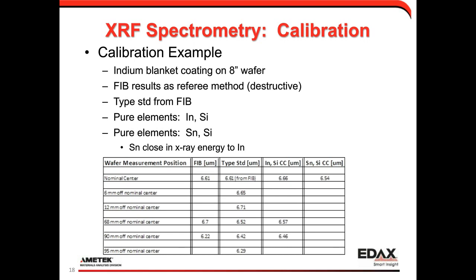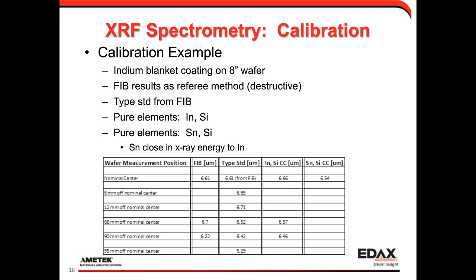And so then I choose the center portion of the wafer, and I use that as my type standard. If we go down to the table here, I've measured in the center, and then I've measured certain distances off of the center all the way out to the outer edge.